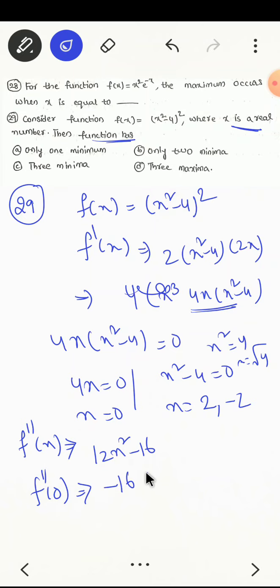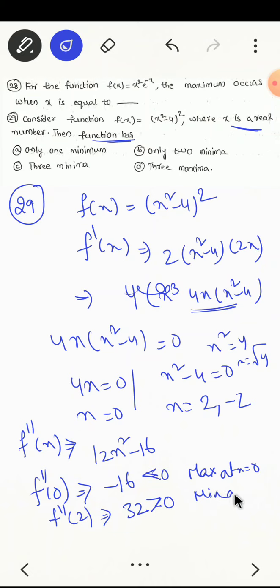Minus 16 is less than 0. That means maximum at x equal to 0. Then f double dash of 2. F double dash of 2 will become what? I am getting it as 32, which is greater than 0. Then minimum at x equal to 2. And f double dash of minus 2 is again 32, which is greater than 0. So you will get again minimum at x equal to minus 2.